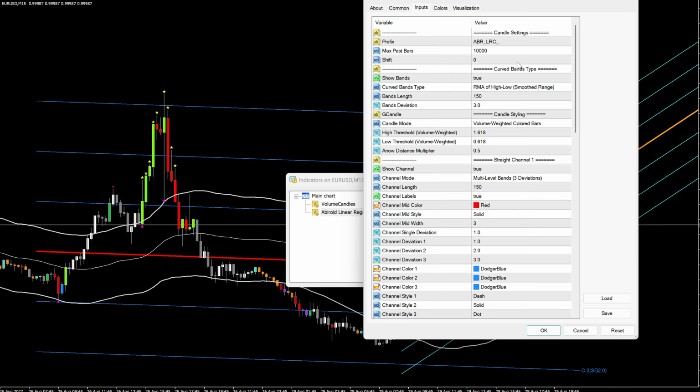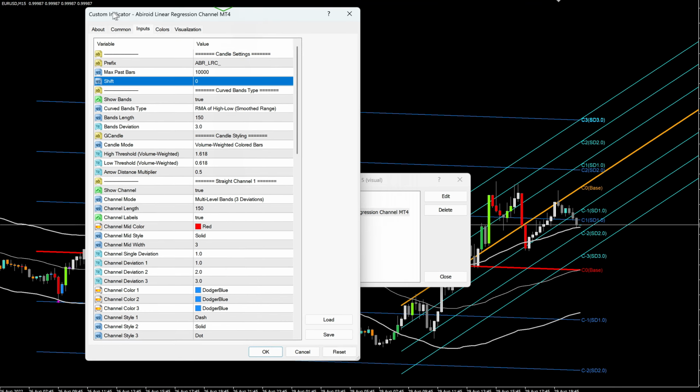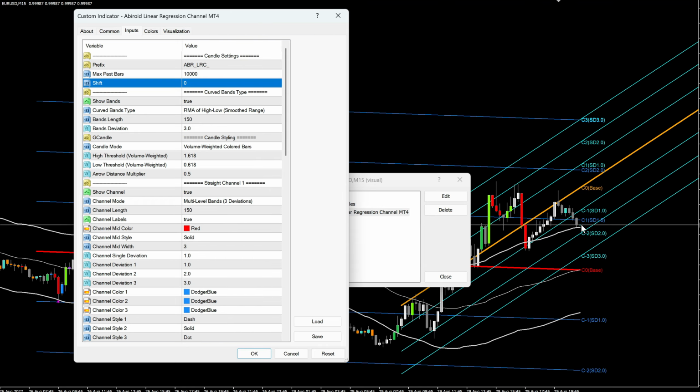So going over the settings, you can set this prefix. If you're using other indicators on the chart, just make sure that this is unique, because as the price keeps progressing, these lines will constantly get redrawn, because these need to react to immediate price, and it will use this prefix to draw these objects, and it will calculate the curved bands using the max past bars. And shift is the current price. This current bar is taken into account. So this is where these bands will start.